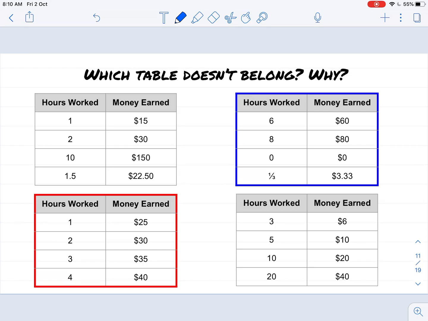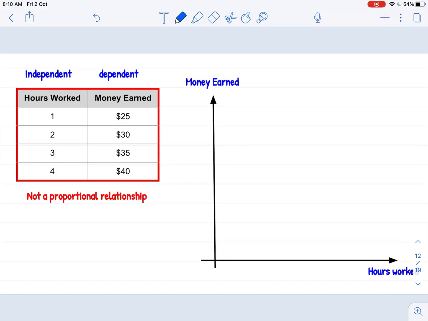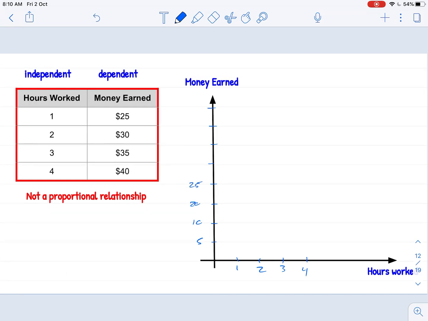All right, so what does it look like when it's not a proportional relationship? Well, this was the one from last class that wasn't a proportional relationship. And so if I went through and graphed this, let's give it scale 1, 2, 3, and 4. And then we're going by 5. So 5, 10, 15, 20, 25, 30, 35, 40. I'll just put the first couple of numbers. Well, actually, I better get up to at least 25, right? So 1, 25 is going to be right here. 2, 30 is going to be right here.